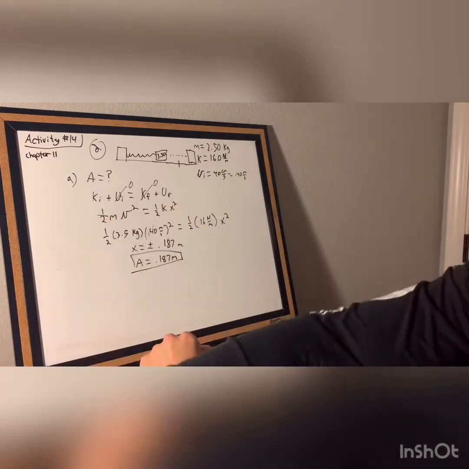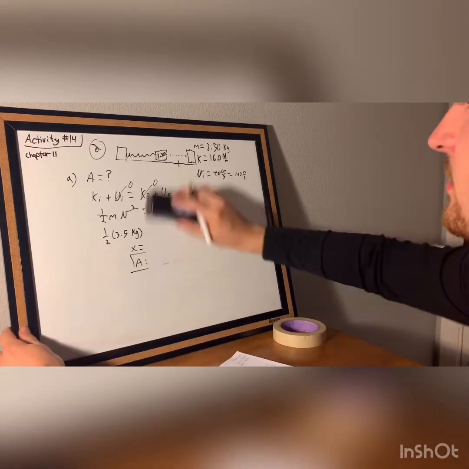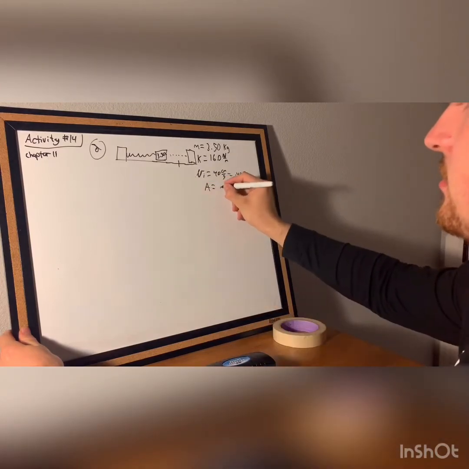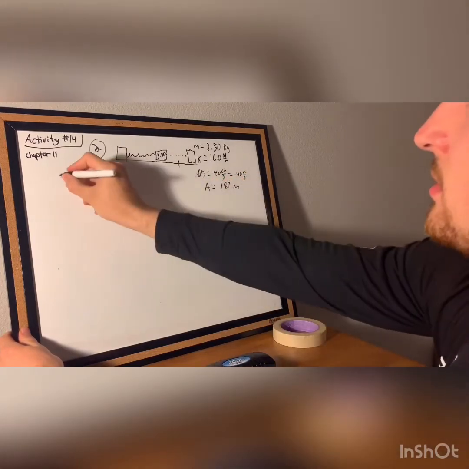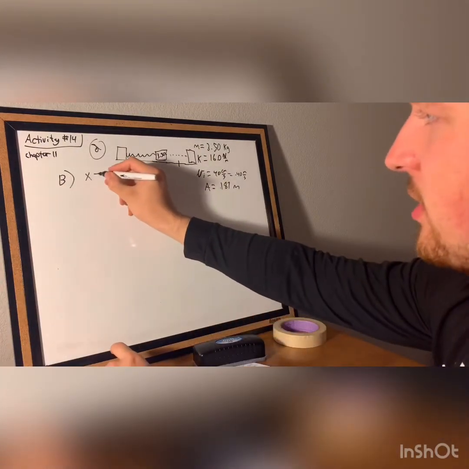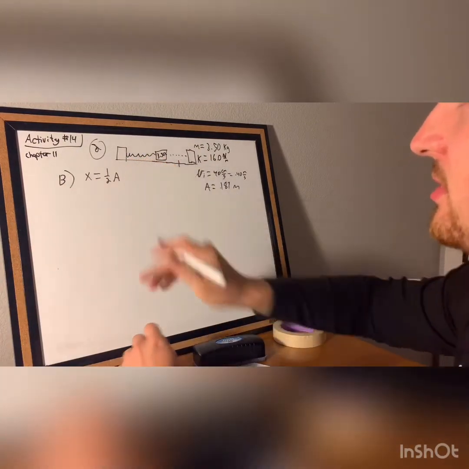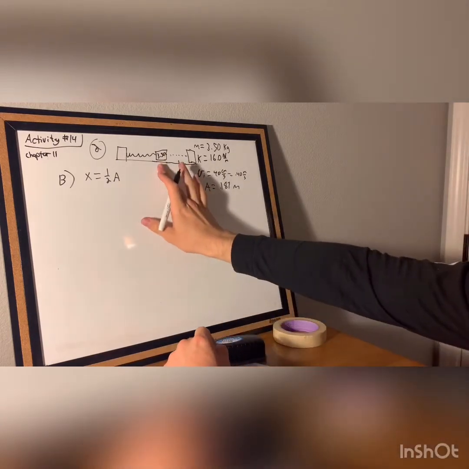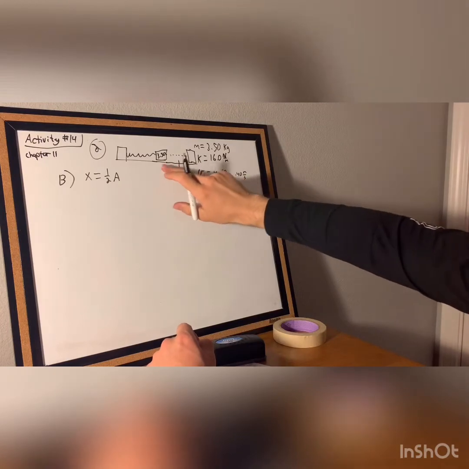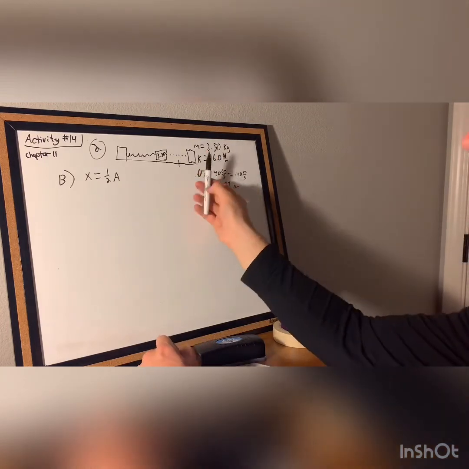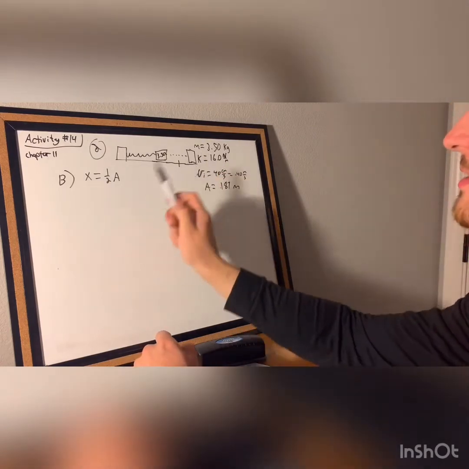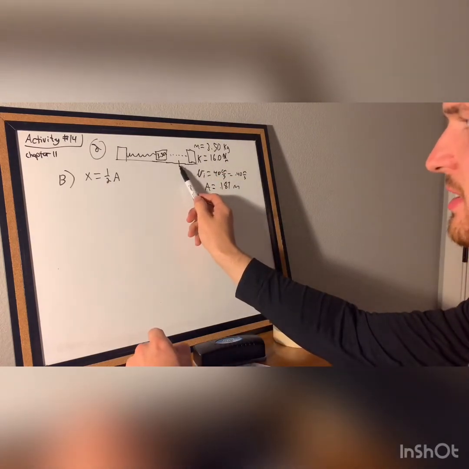Okay, now we're going to do part B. Part B is asking for what is the block speed where x equals 1/2 of the amplitude. So instead of looking at the block speed all the way at the end, we're looking at the middle right here, because this is half the amplitude. This is full amplitude, this is half of it. So what we want is to find this speed right here.